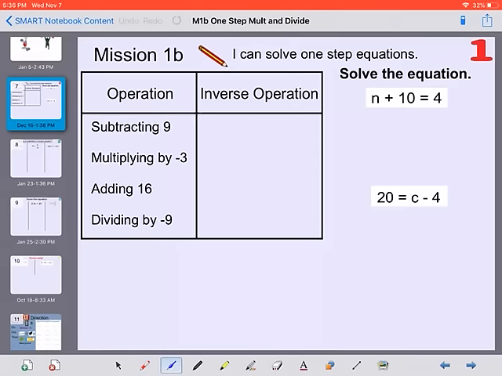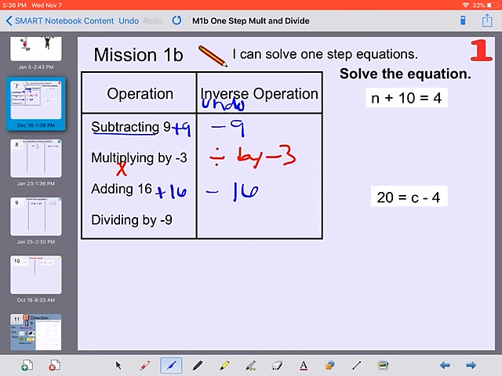So first, our operation is subtracting 9, so the inverse or the opposite to undo that operation, the opposite of adding 9 would be subtracting 9. The opposite or the inverse of multiplying by negative 3 would be dividing by negative 3. The opposite or the inverse of adding 16 would be subtracting 16.